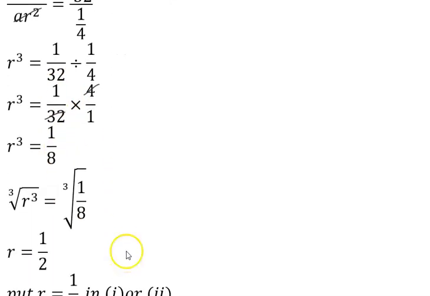Beautiful. So with that, how are we going to make r the subject of this formula now? How are we going to eliminate this cube? All we need to do is to cube root both sides. We cube root this side and cube root this side. This cube root cancels this cube, and we'll be left with r equals the cube root of 1 over 8. Now when we say cube root, we cannot leave our answer this way because we can still simplify further.